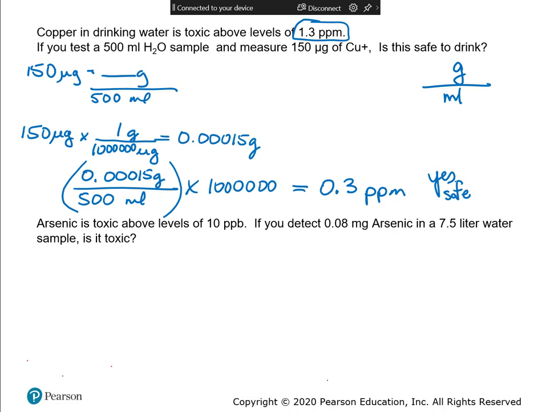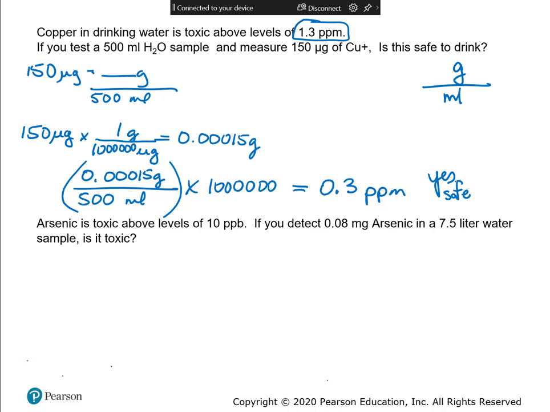So try this one. Arsenic. It's toxic above levels of 10 parts per billion, so that's like our limit. Anything over 10 would be considered toxic. Anything under 10, and you're good to go. So if you measure 0.08 milligrams of arsenic in a 7.5 liter water sample, is this toxic?